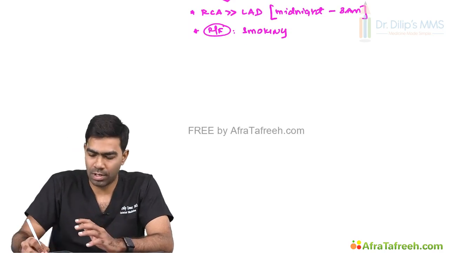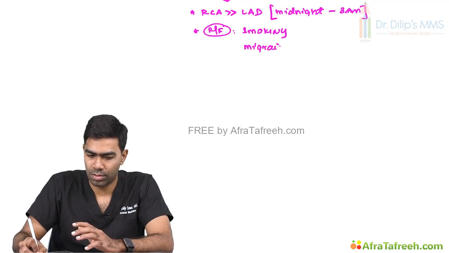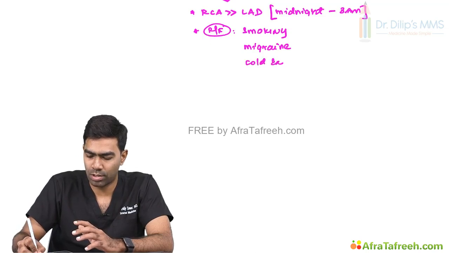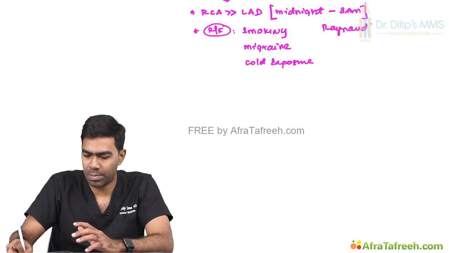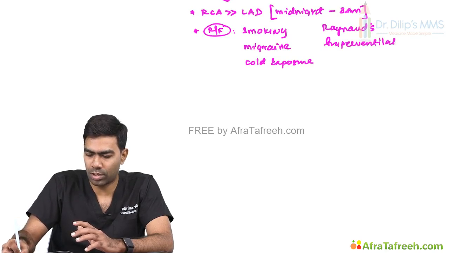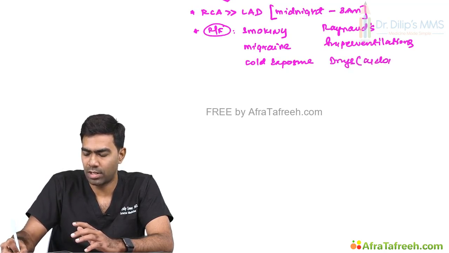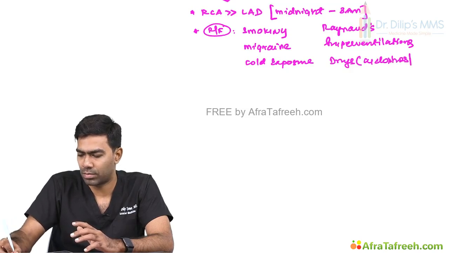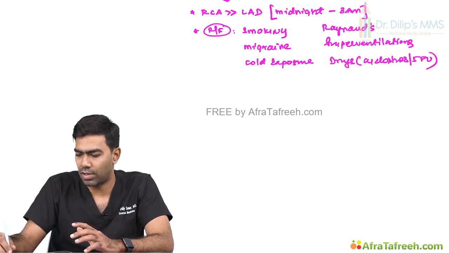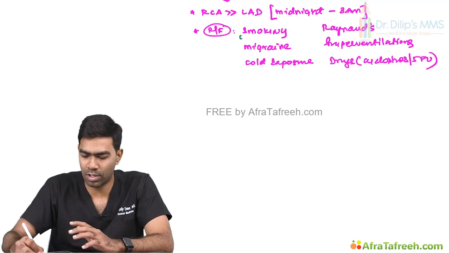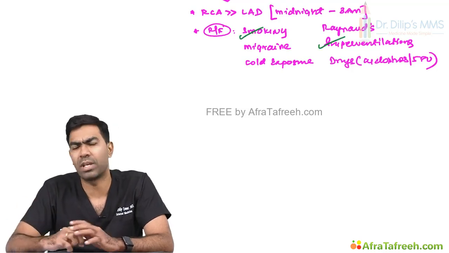And apart from that, there have been a lot of risk factors suggested, like migraine, cold exposure, Raynaud's phenomenon, hyperventilation, and usage of certain drugs, especially chemotherapy drugs like cyclophosphamide and 5-fluorouracil. And if you ask me, from an exam point of view, the 2 risk factors that are really important are smoking and hyperventilation. Multiple times asked questions.